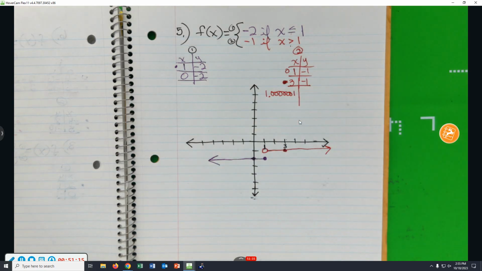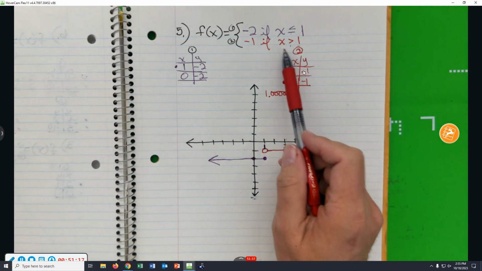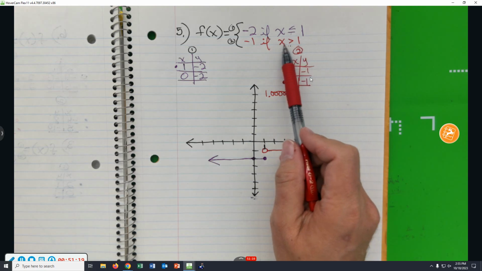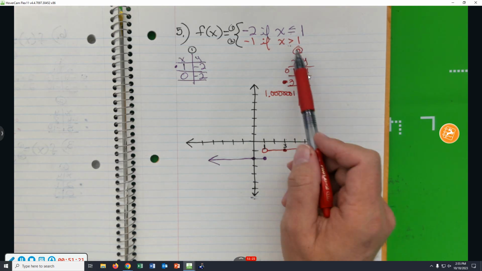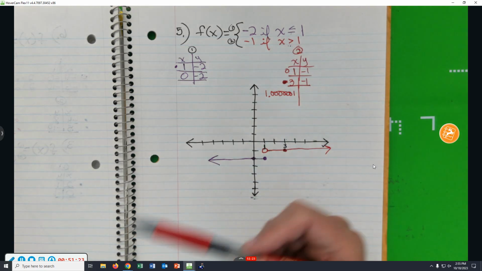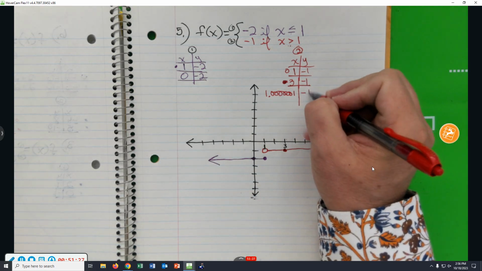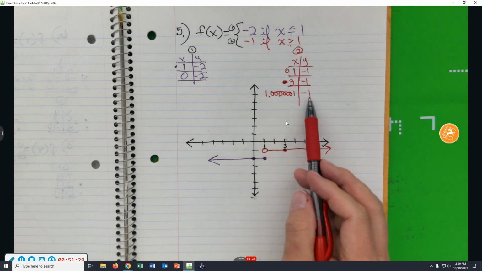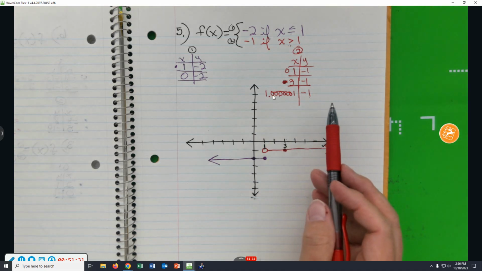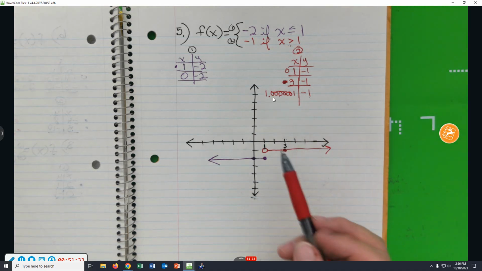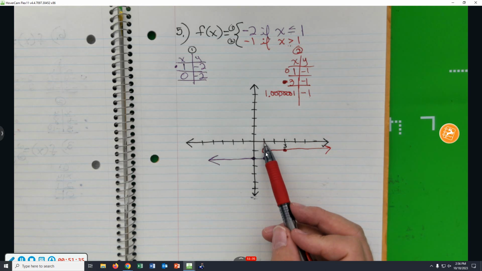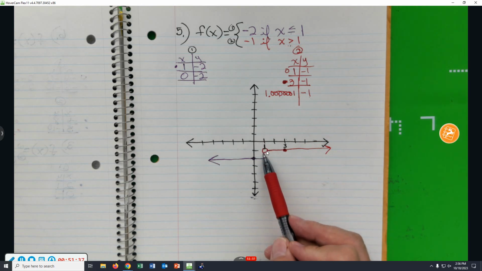1.00000001. Wouldn't that look like the point 1? But isn't it greater than 1? Isn't this number bigger than 1? So this point's going to have to be on the graph. The y value is -1. If I told you to label this ordered pair on your grid, it's going to look like you're labeling 1, -1. That's why we have that open circle there.